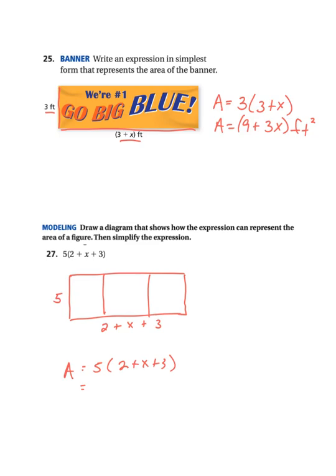When I distribute that 5, I have 5 times 2, which is 10. That's the area of this section here. Plus 5 times x is 5x. That's the area of this section. Plus 5 times 3 is 15. That's the area of this section. Then I can simplify that. That's 5x plus 25.